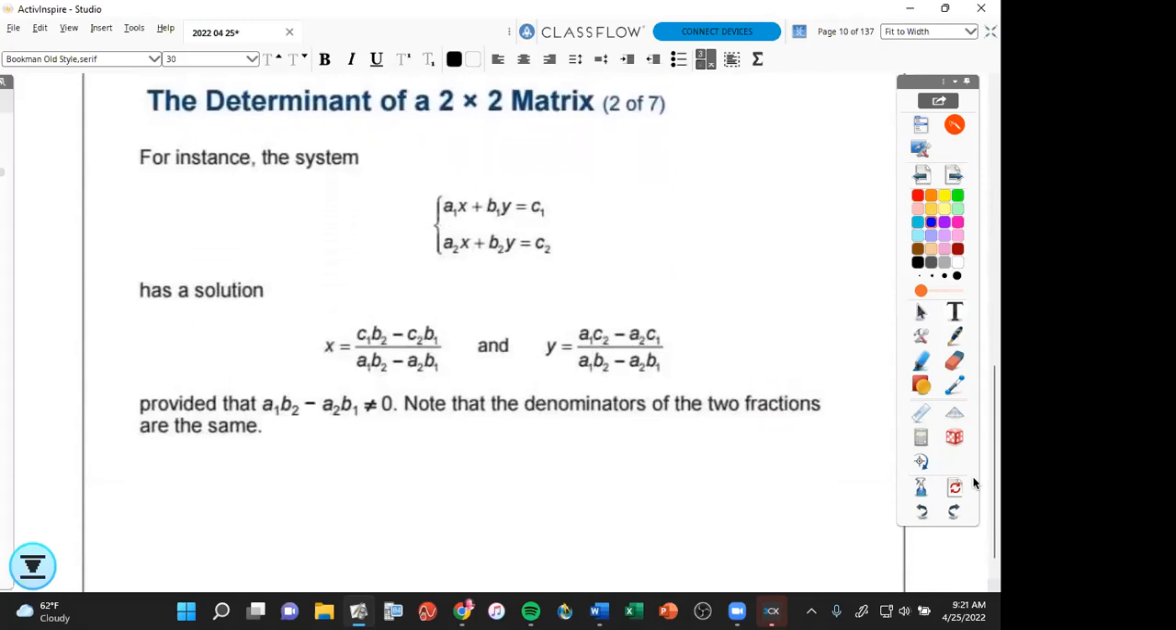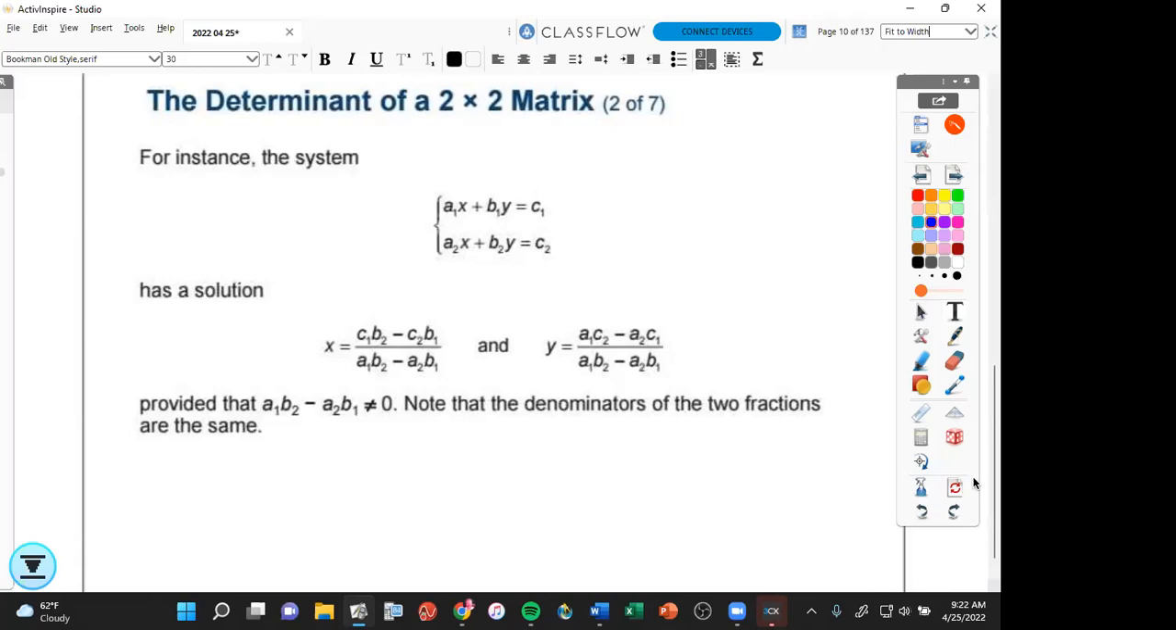Here's a system. a sub 1 x plus b sub 1 y equals c sub 1. That's just one equation. Coefficients are a1, b1, constant is c1. Second equation, a sub 2 x plus b sub 2 y equals c sub 2. Another equation. Coefficients are a sub 2, b sub 2, and constant is c sub 2. The solution, it has two solutions.